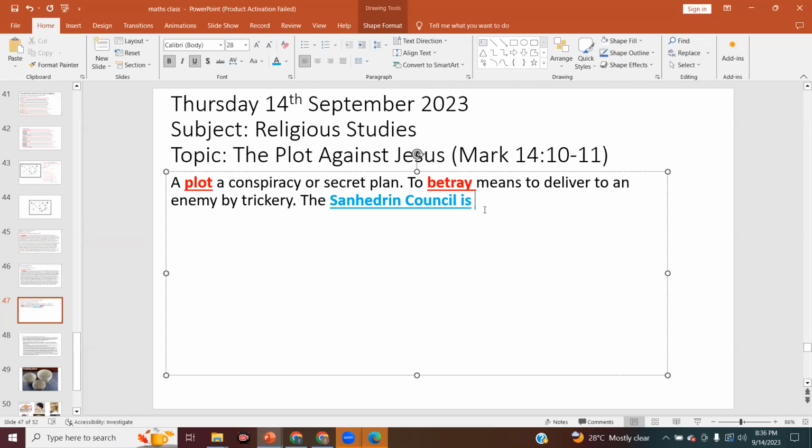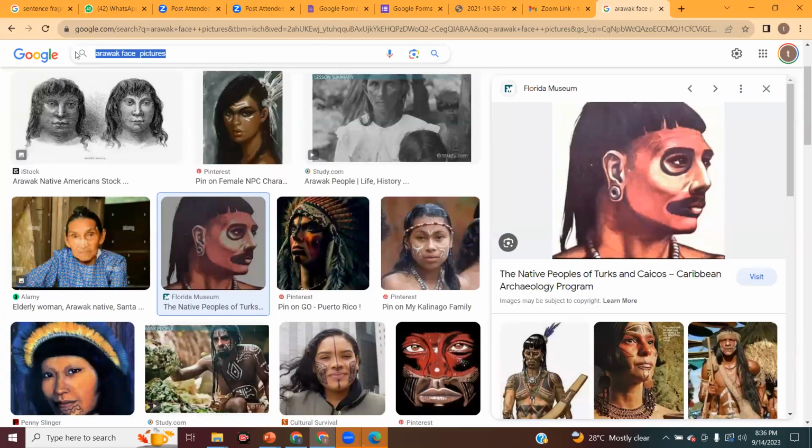So the Sanhedrin Council is a Jewish group made up of Pharisees, Sadducees, and scribes. And just so that you can see how they look, let me show you a Google image of them. They look like the elitists of their day, right? Trying to be the elitists of their day.